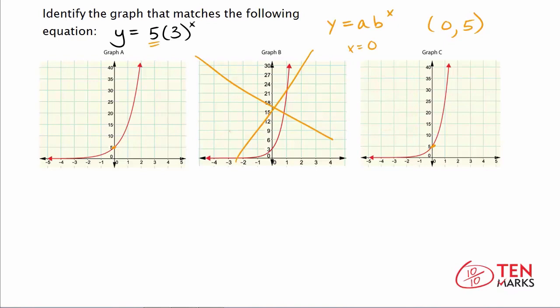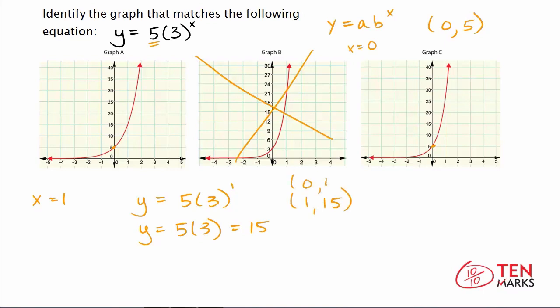Now what I want to do is just pick a value. Let's substitute x equals 1 into the equation and see what we get for y, and then see if we can match that on the graph. So y equals 5 times 3 to the power of 1. So when we simplify, 3 to the power of 1 is 3, so you have just 5 times 3, which equals 15. So now we're looking for the graph that contains the point 1, 15, in addition to the other point that we were looking at, which was the initial value of 0, 5.